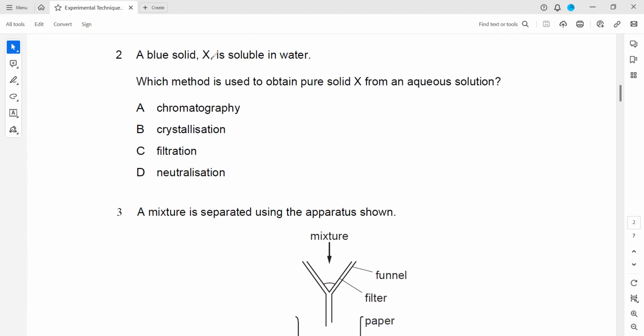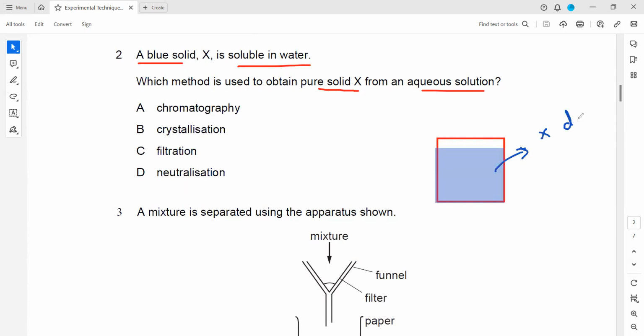In question 2, a blue solid X is soluble in water. Which method is used to obtain pure solid X from the aqueous solution? Like we have a container, and that container has a solution of substance X. So salt X is dissolved here. We want to remove the substance X from it. So what should we do? If we carry out crystallization and evaporation, because both crystallization and evaporation are used to separate the soluble substances.